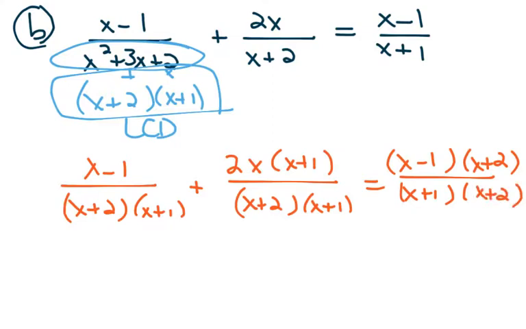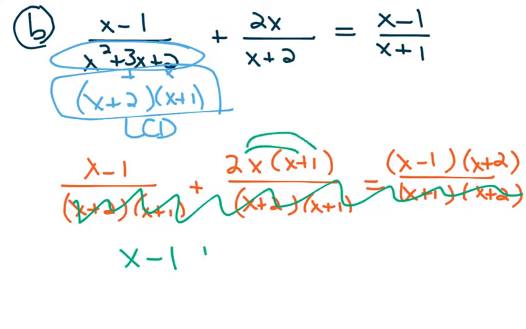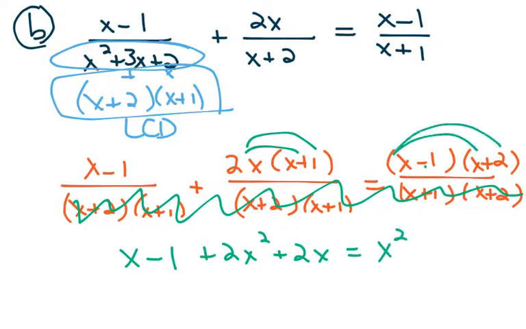Now that I've determined what the fractions have missing so that they all have a common denominator, the denominators go away. So now I'm left with just the numerators, and I'm going to simplify and solve that. So I have x minus 1, I need to distribute here, plus 2x squared plus 2x is equal to x squared, let's see, plus 2 minus 1 is plus 1x minus 2.